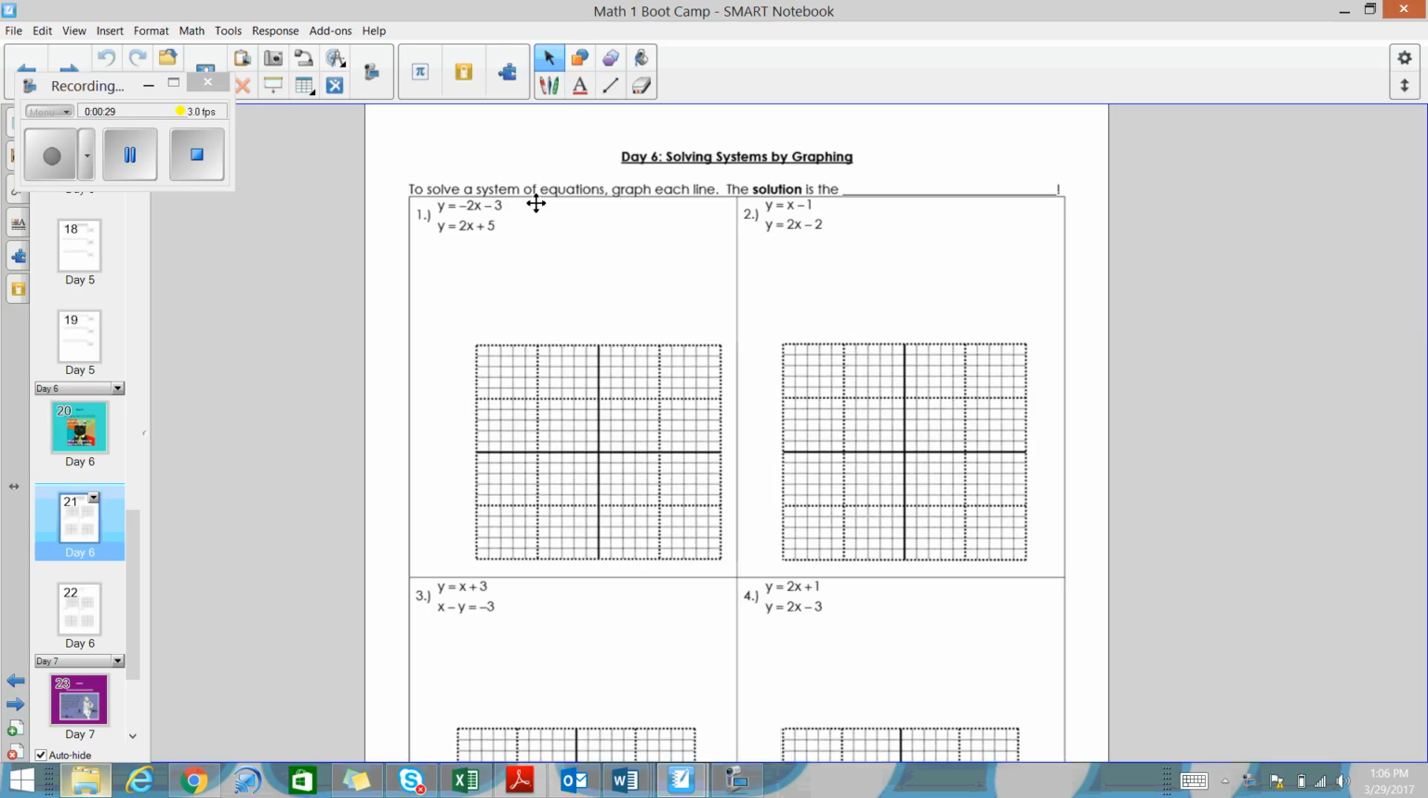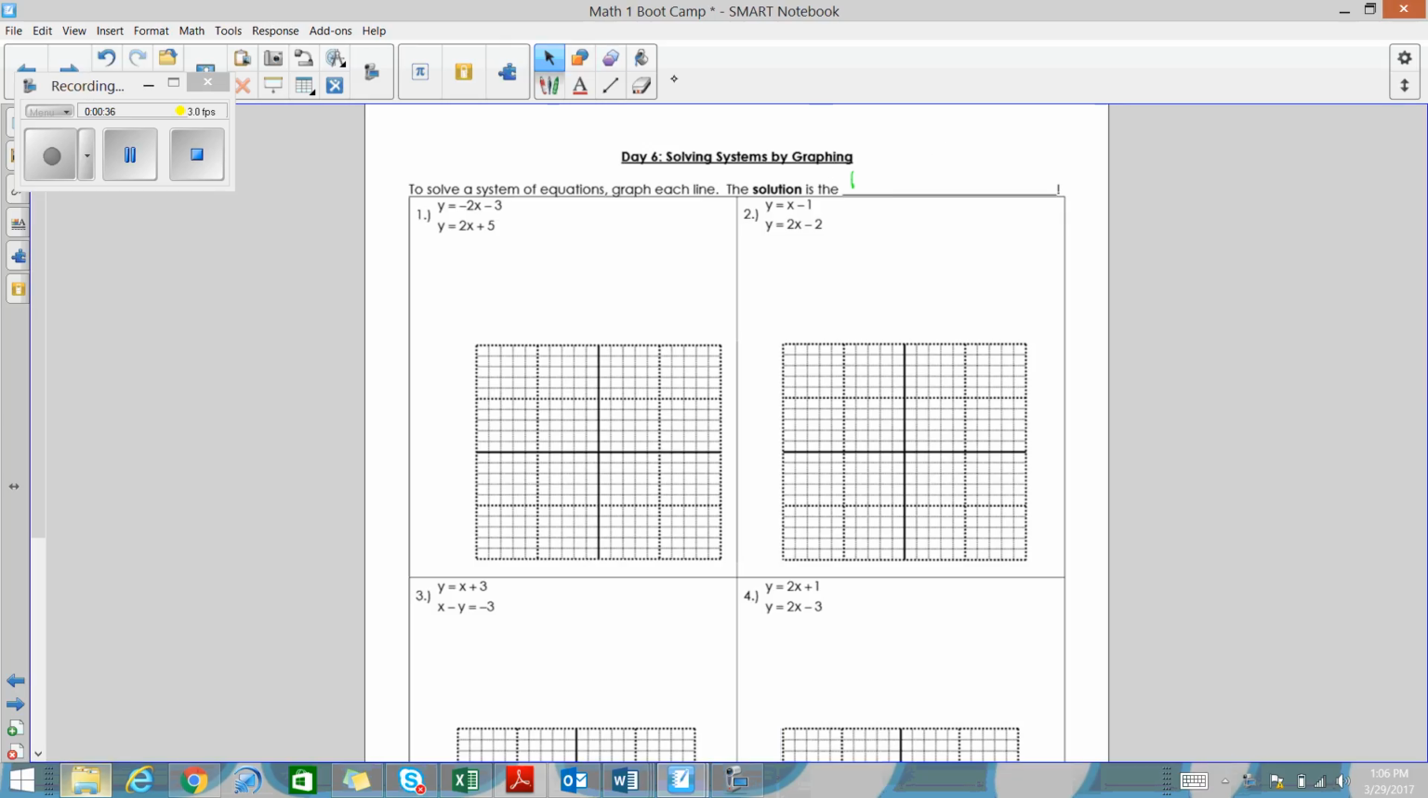So first off, to solve a system of equations, we have to graph the line. The solution is what we call a point. So we're going to write this down: point of intersection. There's supposed to be a C-T-I-O-N. Anyway, intersection. So point of intersection, that's your solution.